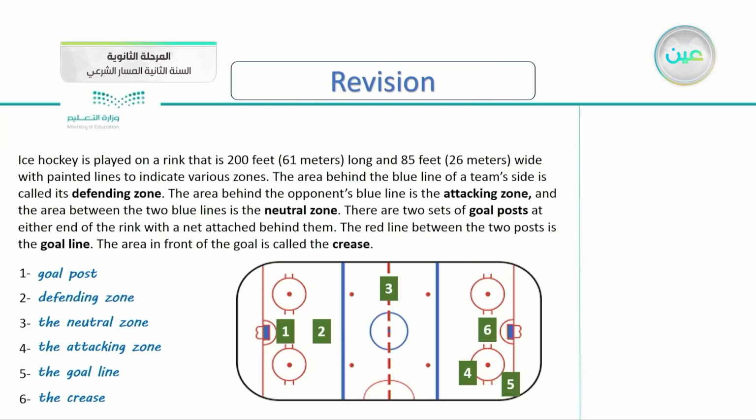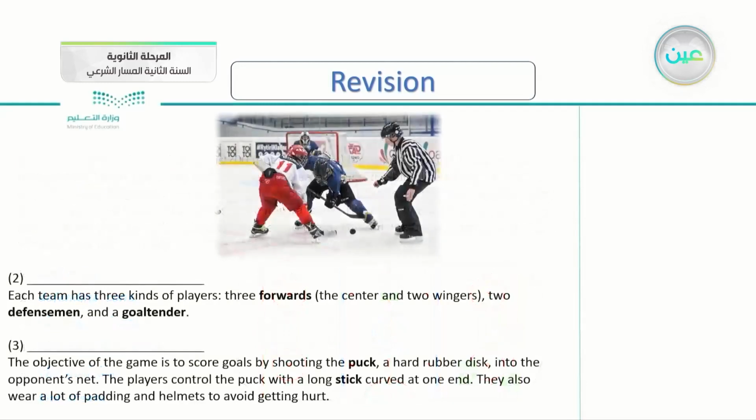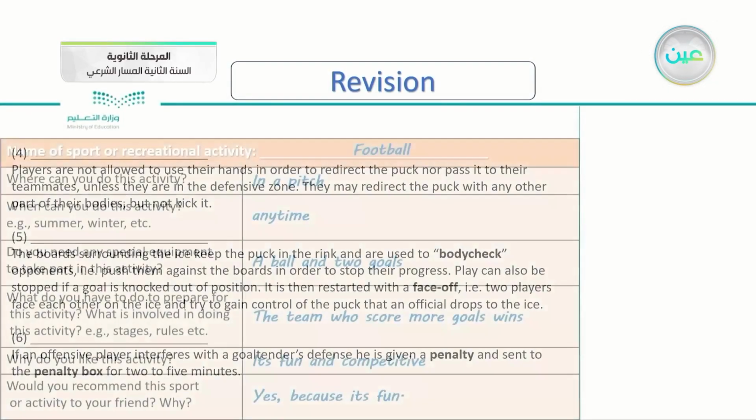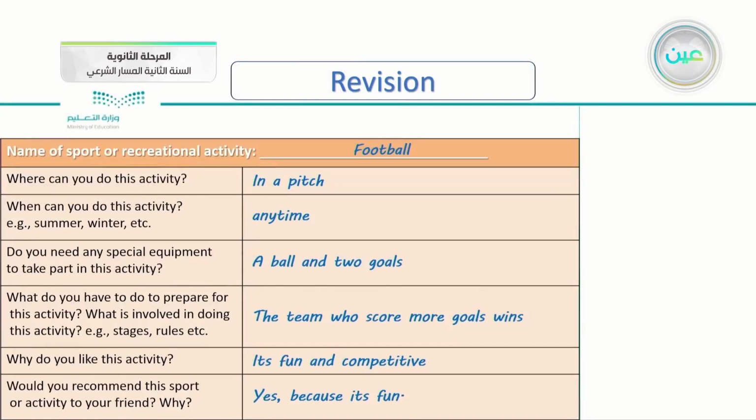The hockey, as you can see, the field map here, or the rink of the hockey, and we read about hockey, and we knew the positions here: the goal post, the defending zone, the neutral zone, the attacking zone, the goal line, and the crease. This is the article about the hockey, and we answered all these questions previously regarding the hockey, the face-off, the body check.